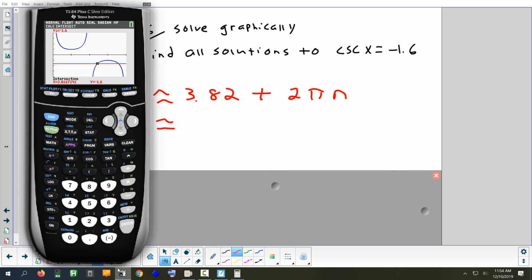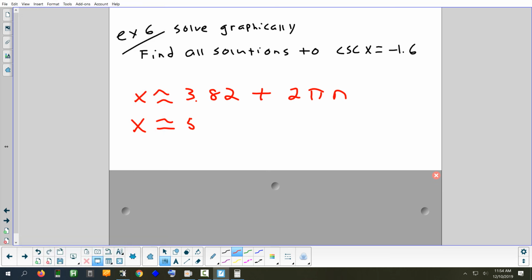Okay, and second, calc, intersect. Do it one more time. And should be good. That answer occurs, let's see, 5.61. And how often does that one repeat? Every 2 pi n.